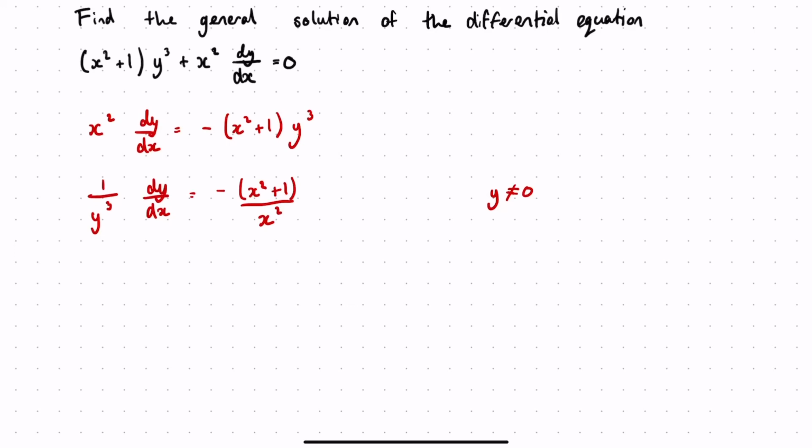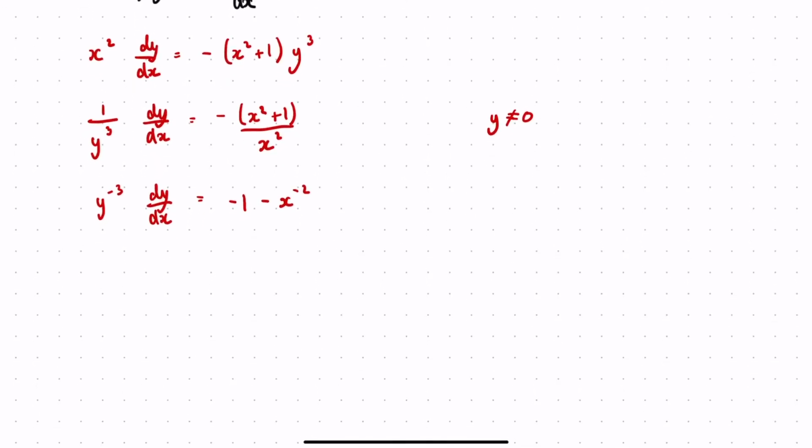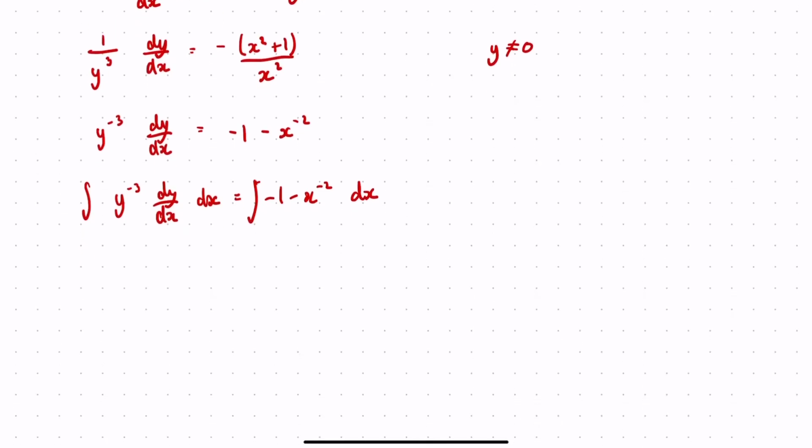Okay, so first thing to do is simplify down the right hand side and the left hand side. We're going to say that 1 over y cubed is actually just y to the minus 3 to make it easier to integrate, dy by dx. And on our right hand side, x squared divided by x squared is just minus 1, and minus plus 1 over x squared is the same as saying minus x to the minus 2. And then we're going to integrate both sides with respect to x.